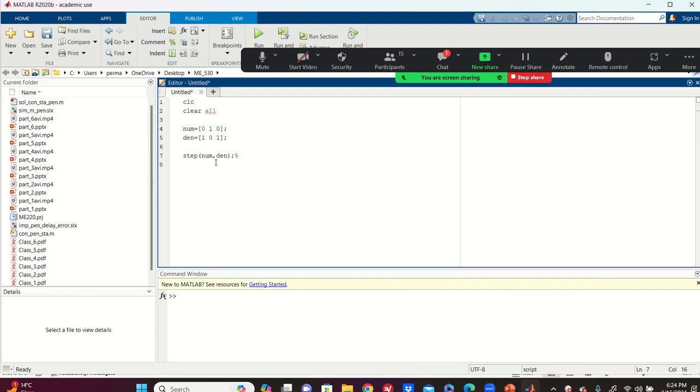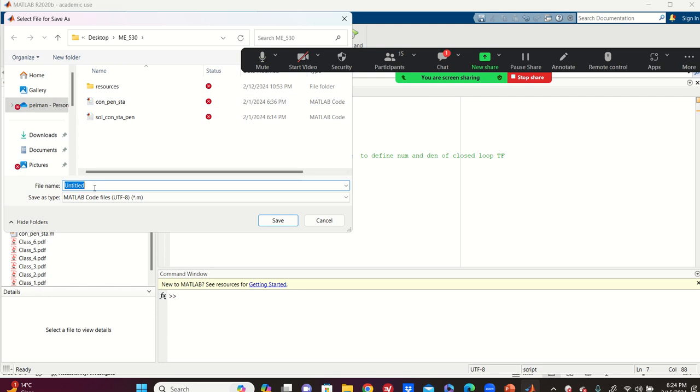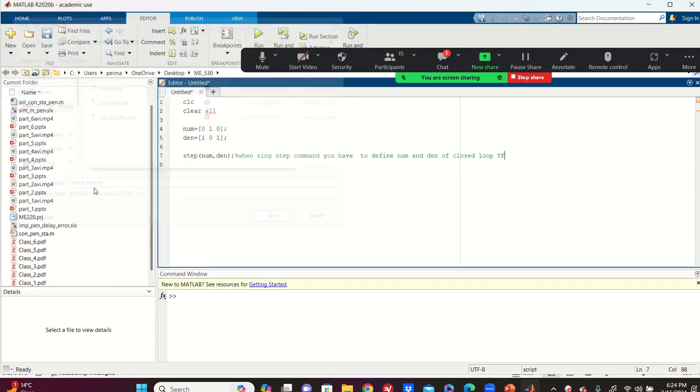I'm saying when using the step command, you have to define num and, sorry guys, num and den of the closed-loop transfer function, because I'm going to share this code with you. This is the impulse input coding, I'm sharing with you. Okay, now let me run it for you.